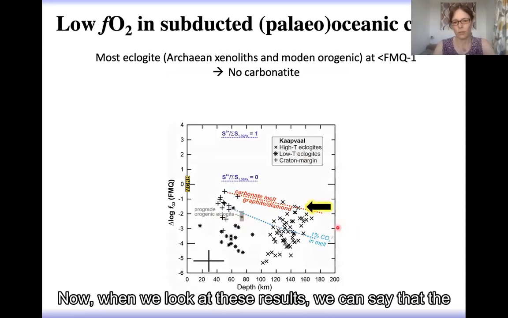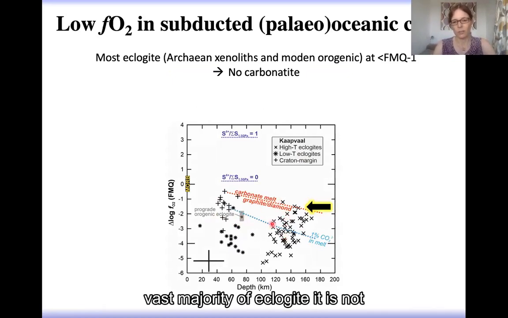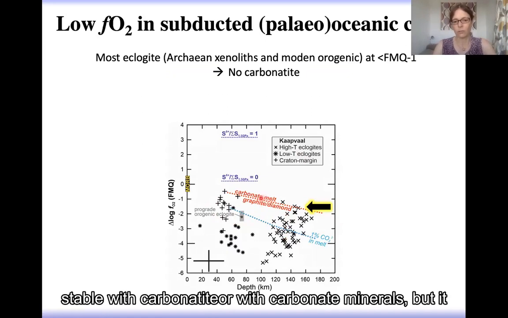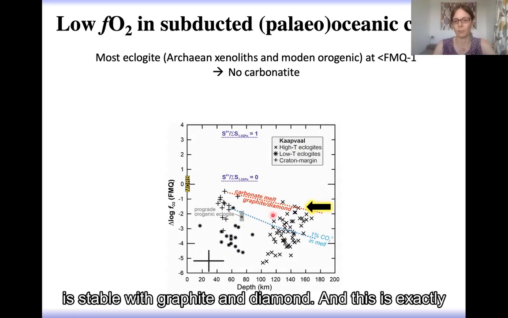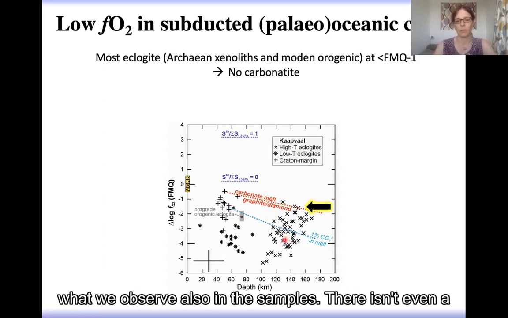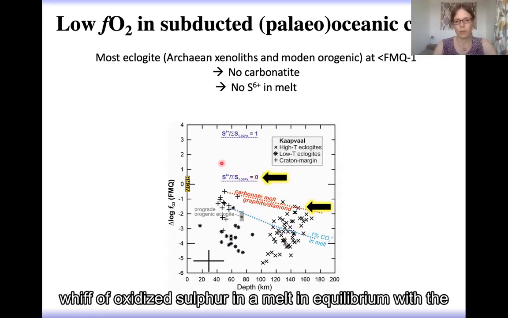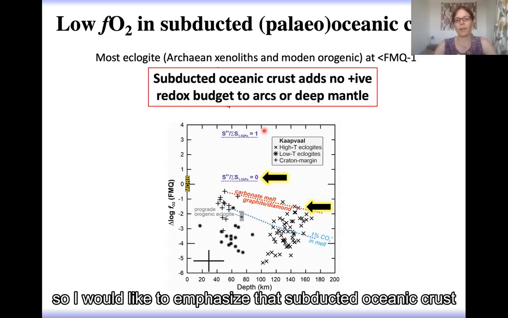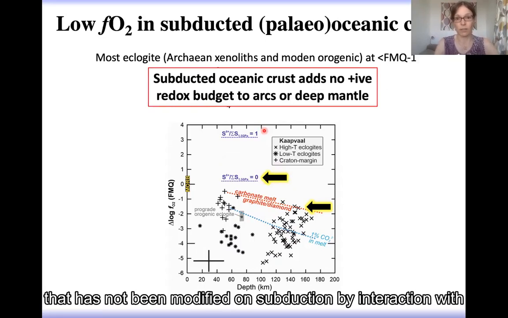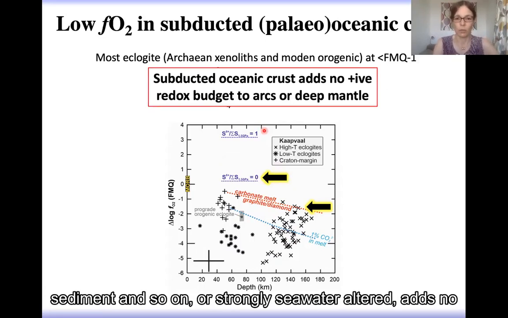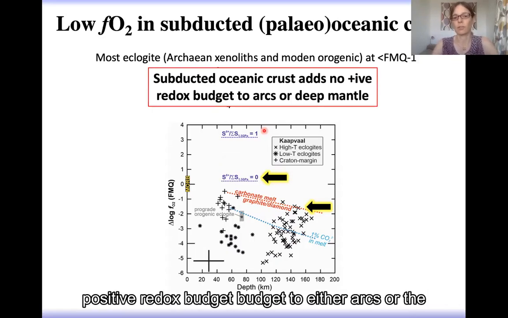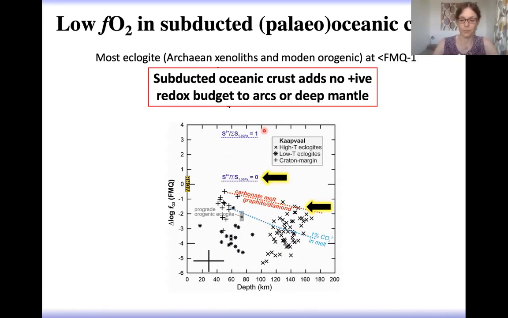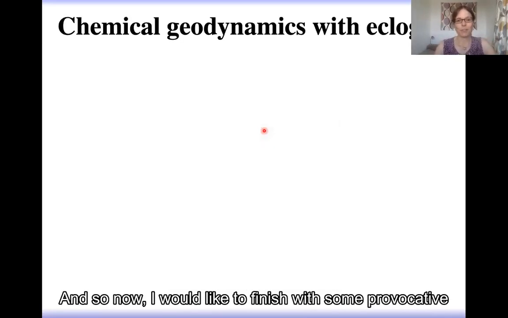Now, when we look at these results, we can say that the vast majority of eclogite is not stable with carbonatite or with carbonate minerals, but it is stable with graphite and diamond, and this is exactly what we observe also in the samples. There isn't even a whiff of oxidized sulfur in a melt in equilibrium with these samples, and fluids would probably be methane dominated. And so I would like to emphasize that subducted oceanic crust that has not been modified on subduction by interaction with peridotite and so on, was strongly seawater altered, adds no positive redox budget to either arcs or the deep mantle. And so now I would like to finish with some provocative statements.